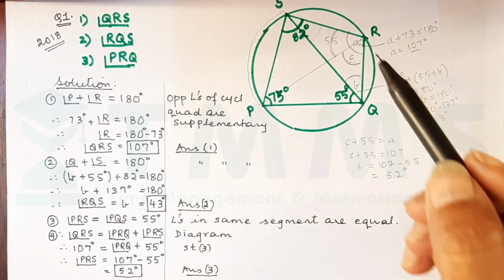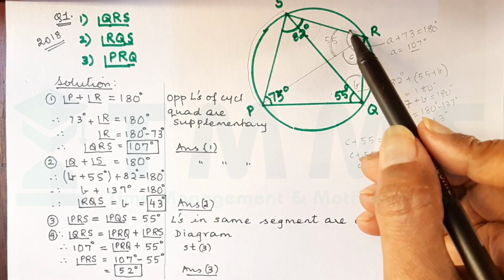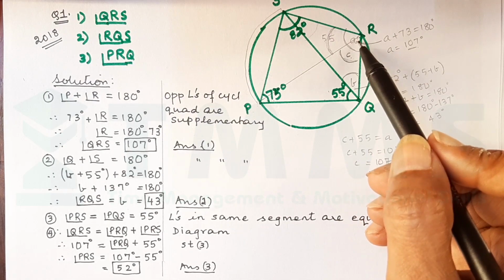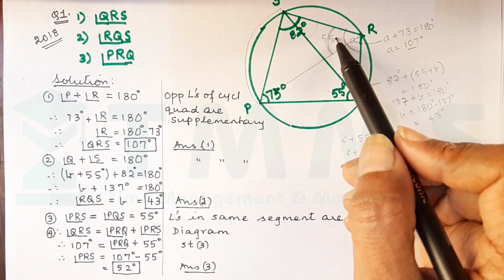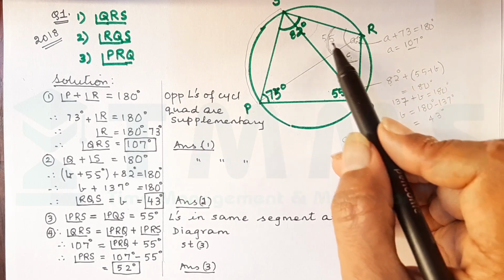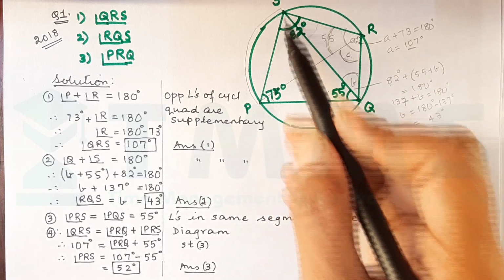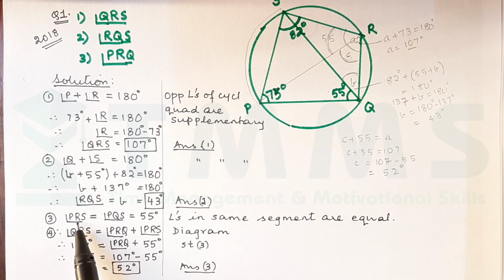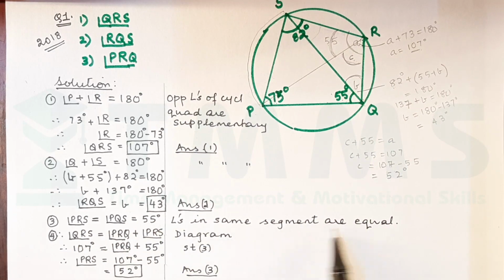Now we come to the C part. For C, we are connecting this A with this full thing. C plus 55 is equal to A. So we have to first write this is 55. Why is this 55? Because PQS and PRS are angles in the same segment. So we've written just that.